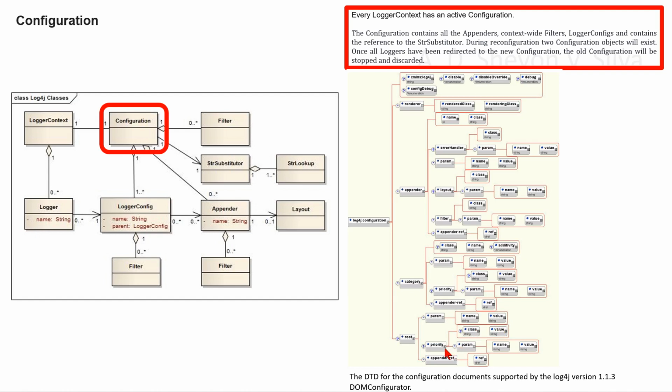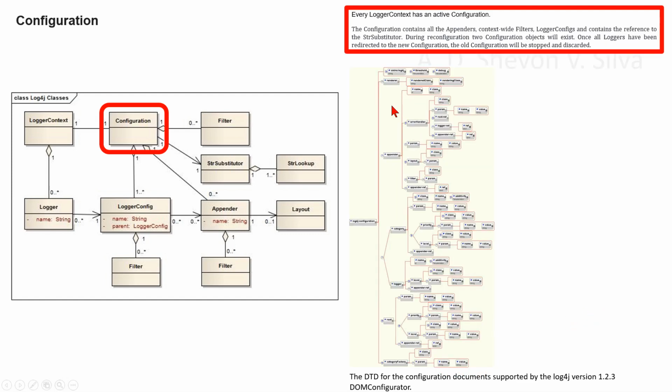string. Here the priority interacts with class string, value string and param interacts with name string and value string, and here appender-ref interacts with ID ref, ID ref.